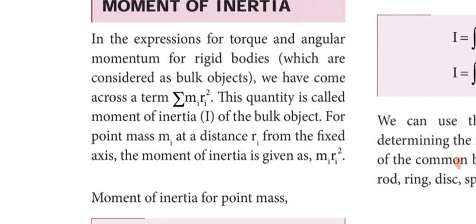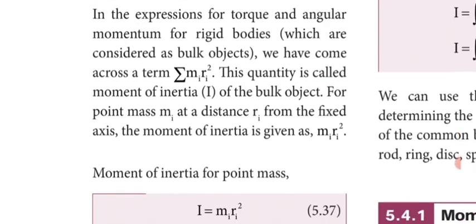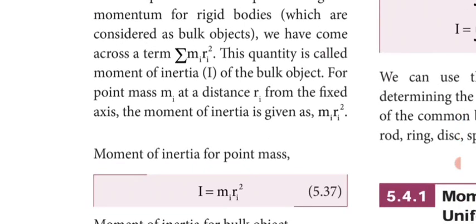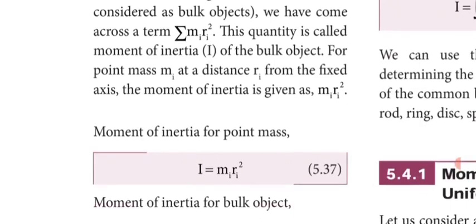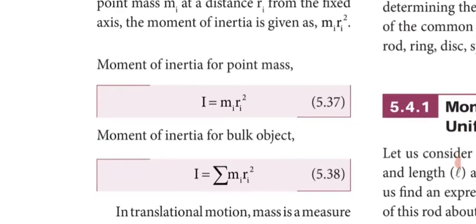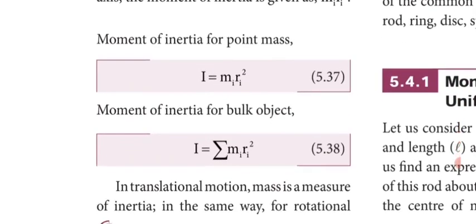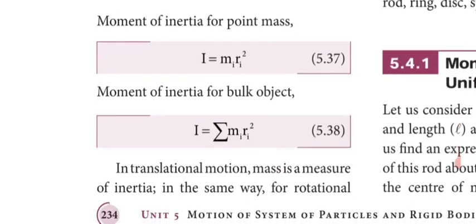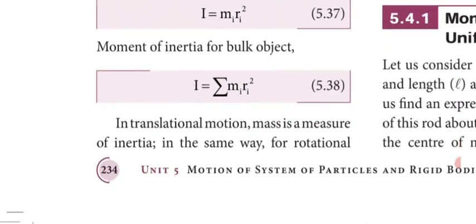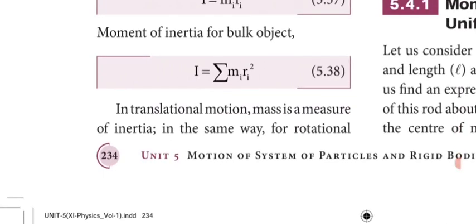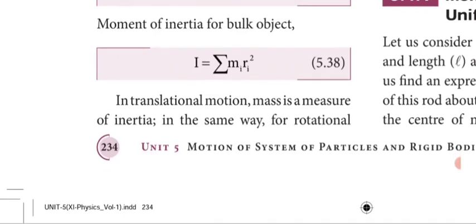We have come across this term already, that is the summation of m_i r_i square. This quantity is called the moment of inertia, I, of the bulk object. For a point mass m_i at a distance r_i from a fixed axis, the moment of inertia is given as m_i r_i square. So for a bulk object, the moment of inertia is I equal to the summation of m_i r_i square.